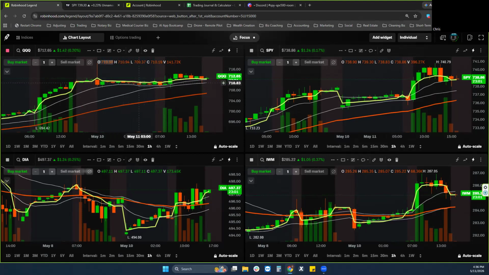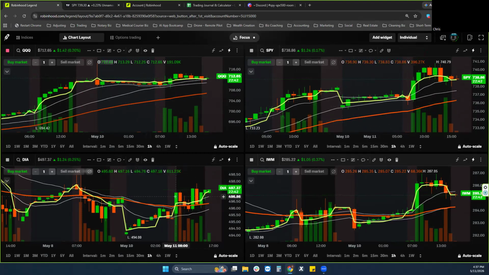So looking at the QQQs, we see the consolidation here. If we skip over to the right-hand side and the SPY, we see consolidation here. And again, those consolidations are above the Bollinger Bands. All right, above the Bollinger Bands.